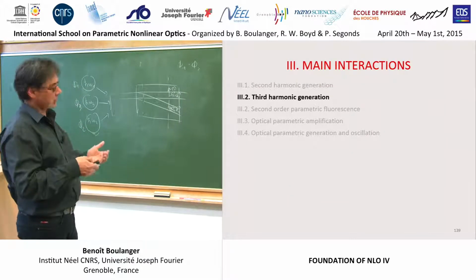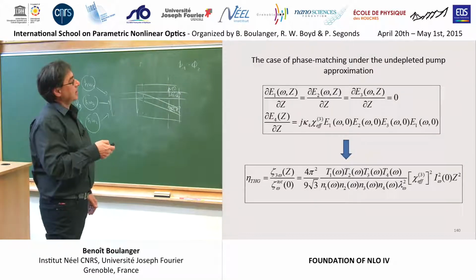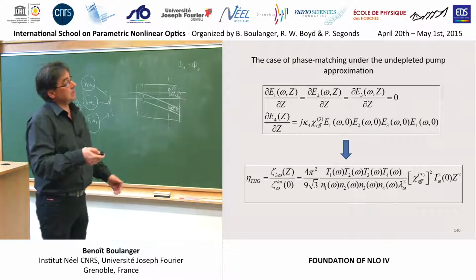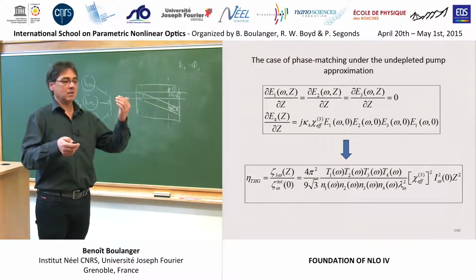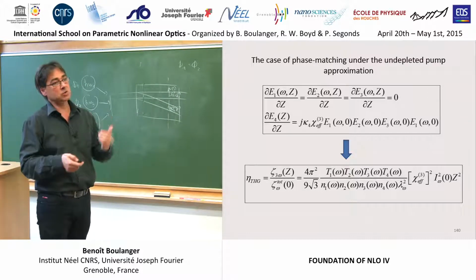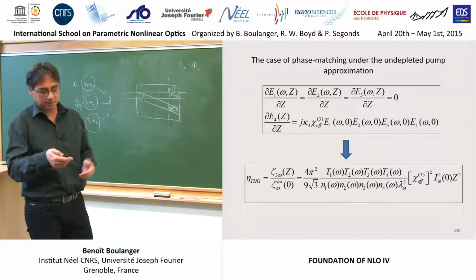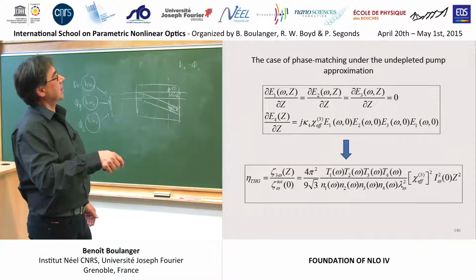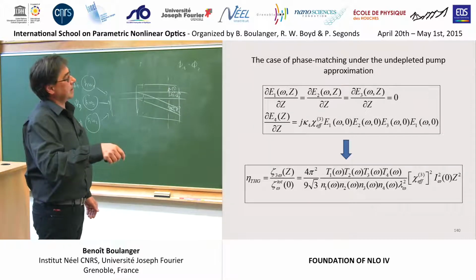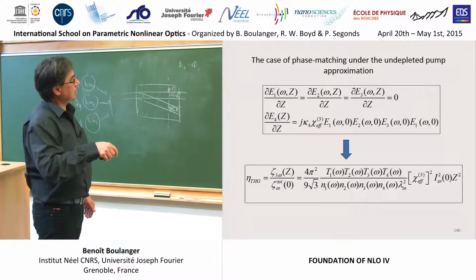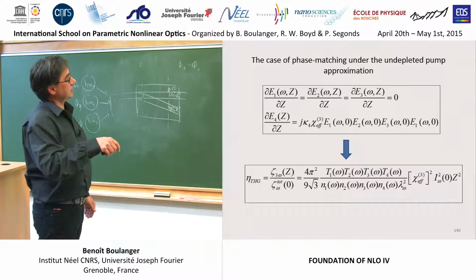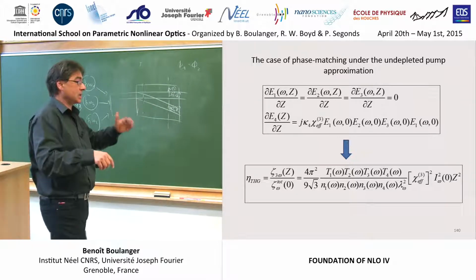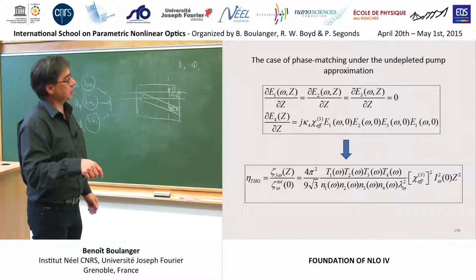Okay, so now let's move on to third harmonic generation. In the case of the undepleted pump approximation, which is generally the case because the chi3 is very small, so it's very difficult to have more than a few percent efficiency, the derivative of the fundamental beam is equal to 0. So we keep the derivative of the generated wave at 3 omega. And so it's very easy. It's exactly the same calculation as in the case of second harmonic generation.